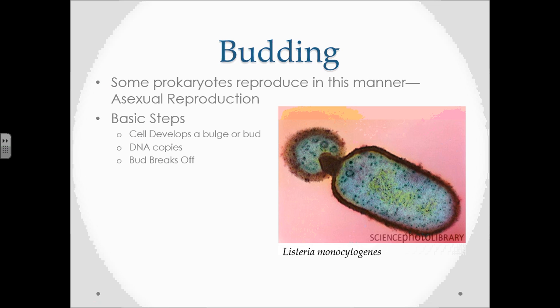Budding, some prokaryotic organisms reproduce in this manner. Yeast also reproduce by budding. Basic steps, the cell develops a bulge or a bud, right there. The DNA copies, and then the bud breaks off and grows. And that's it.